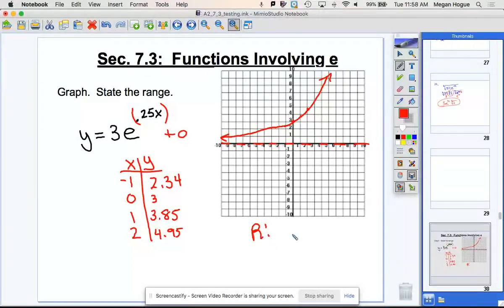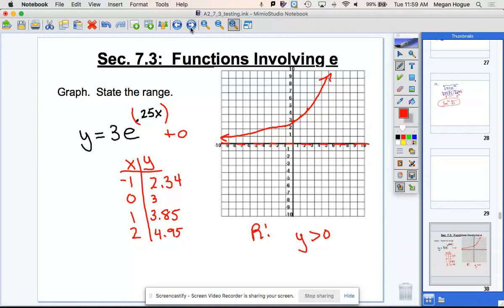And I am, on all my graphs, going to state the range. Dylan, what's the range for this one? Y is greater than 0. Yep, so you always find the asymptote. It's above the asymptote. Asymptote was at 0, so y is greater than 0. So don't forget to name your range.